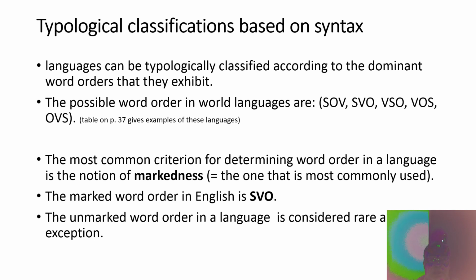What is the meaning of markedness? Markedness means the structure or the word order which is mostly common. For example, in modern English, the marked word order is SVO. Any other word order is unmarked. So this is what we mean by markedness.